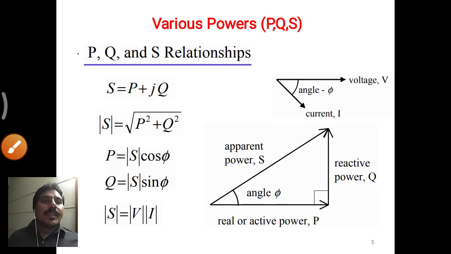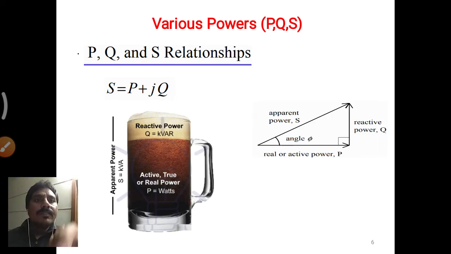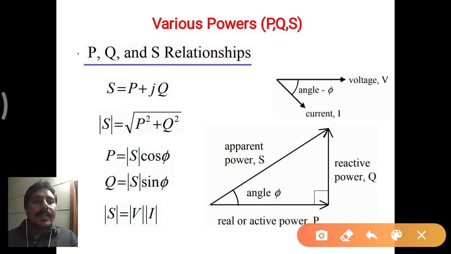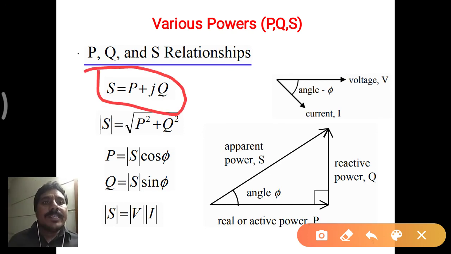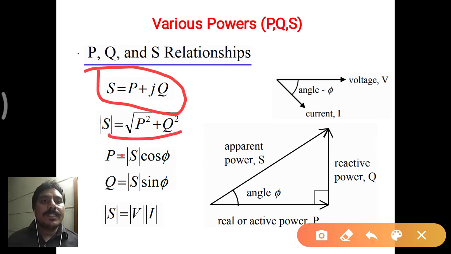Similarly, now I want to give the relation between active power, reactive power Q, and apparent power. Apparent power is the vectorial representation: S is equal to P plus jQ, where P is the active or true power and Q is the reactive power, the imaginary part. So the magnitude of S is equal to the square root of P square plus Q square.